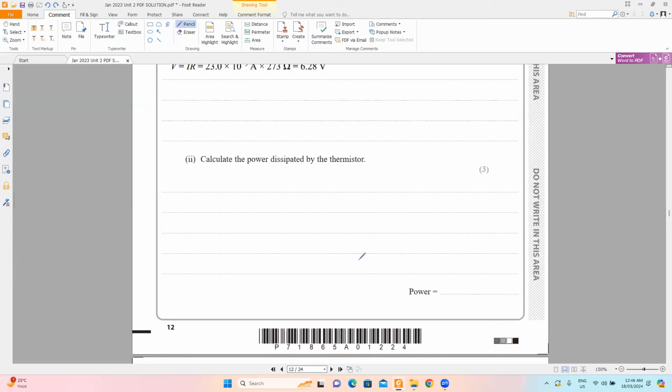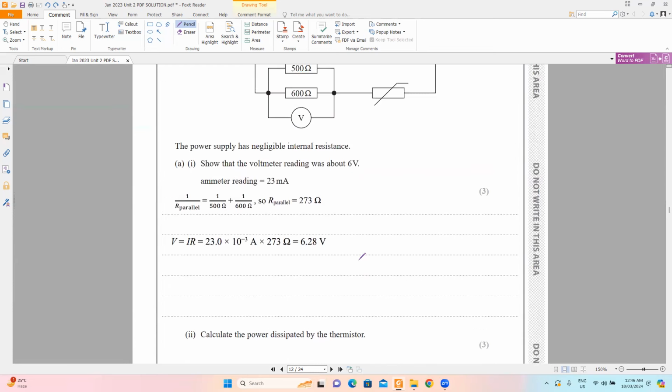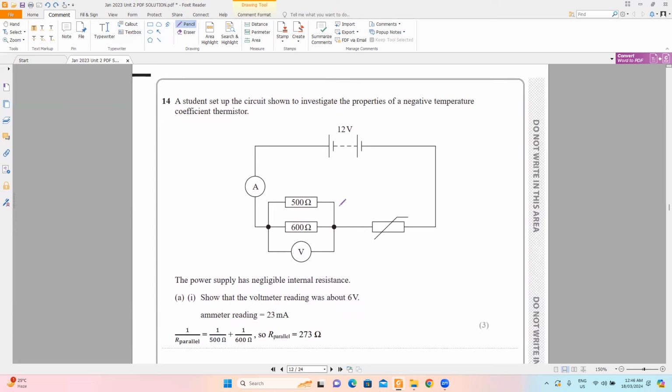Next part, the question says the power dissipated by the thermistor. You have to notice something. So the thermistor is in series with these two, right? So since it's a series circuit, the same current flows through the entire circuit. So 23 milliampere also flows through the thermistor. And since they're connected in series, the total voltage is shared among these two components.